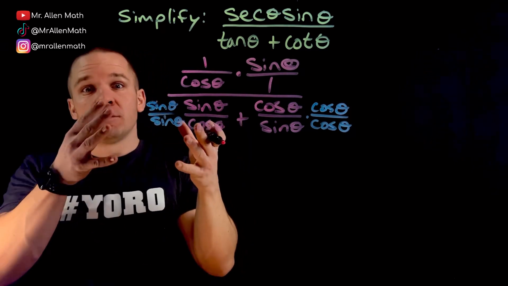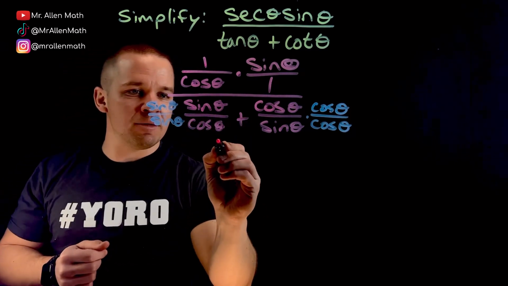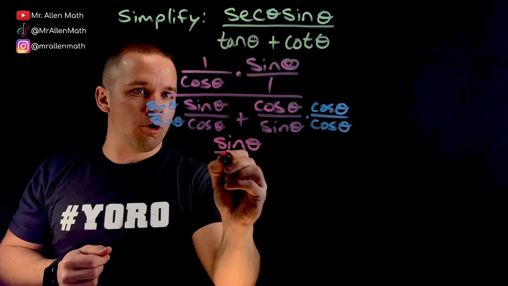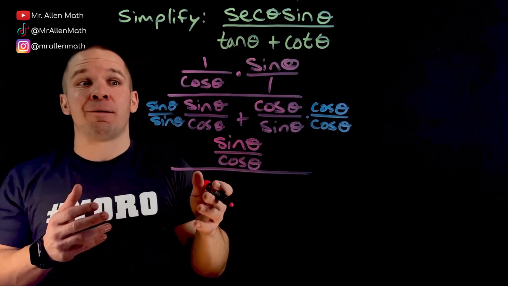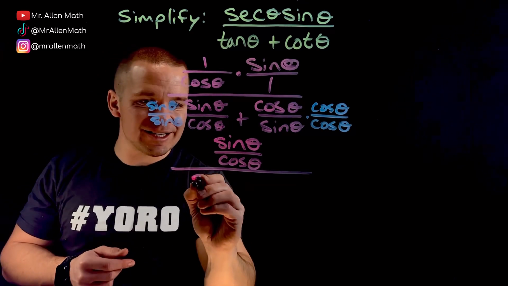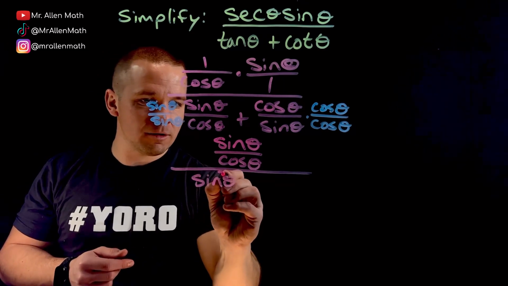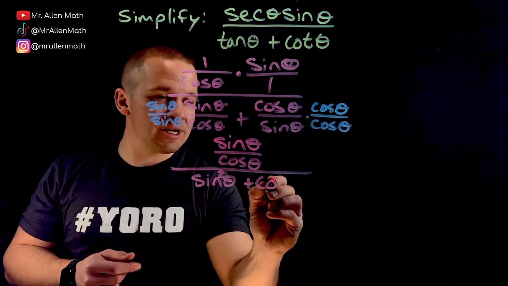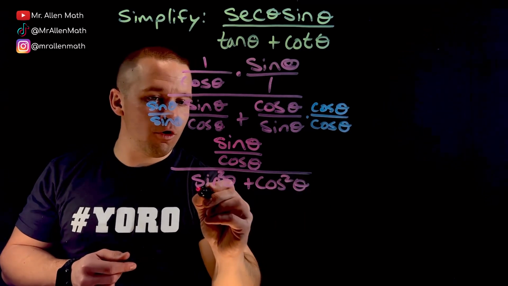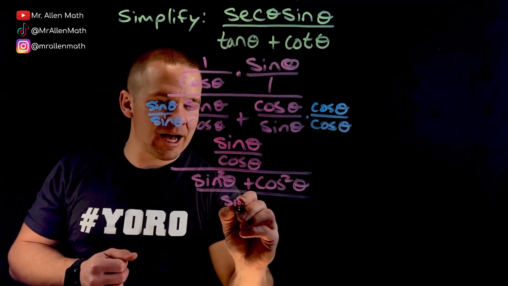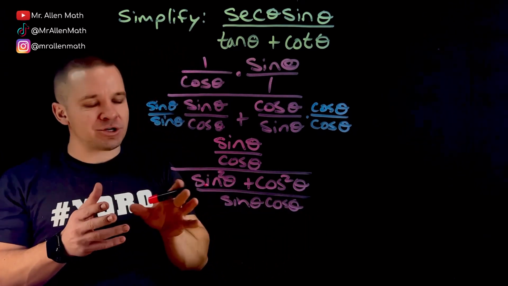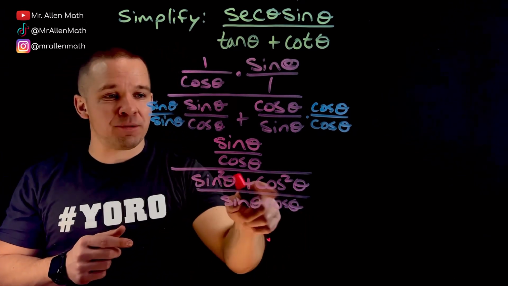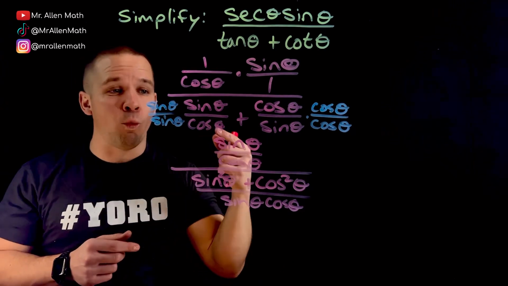So my numerator of this complex fraction is going to be sine of theta over cosine theta. Now my denominator of this complex fraction is going to be sine squared theta plus cosine squared theta over that common denominator, sine theta cosine theta. All right, let's check this out. Sine squared theta plus cosine squared theta is just 1, right?